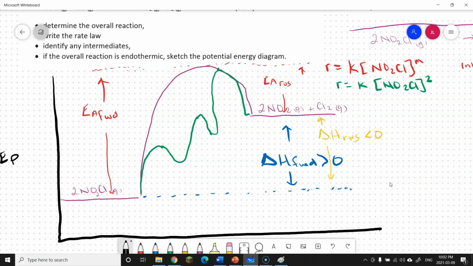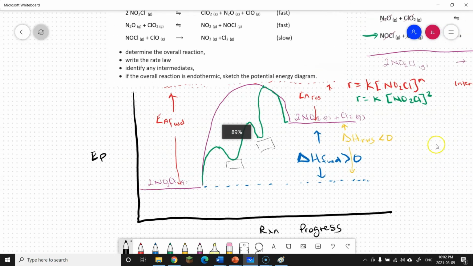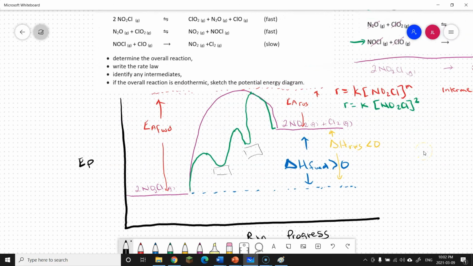And then you could come in, and if you wanted, you could label the reaction intermediates that are found in each of the valleys. So in this first one, I'm going to have ClO2, N2O, and ClO. And in this one, I'm going to have a reaction intermediate NOCl formed. So I could see where my reaction intermediates are.